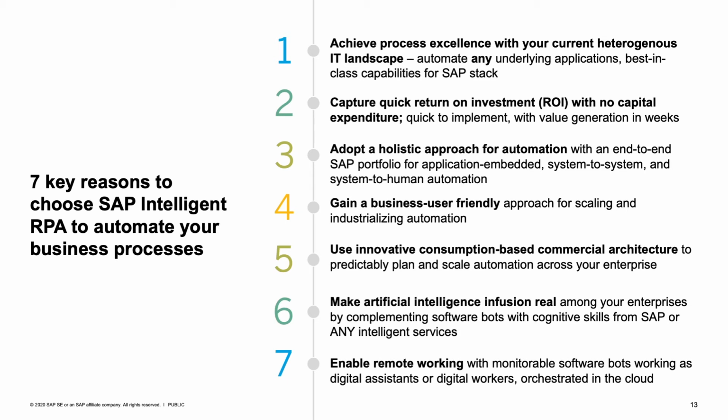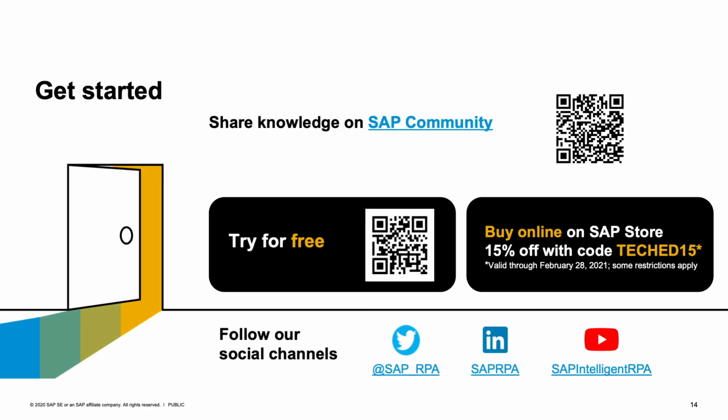Make artificial intelligence infusion real in your enterprise. So Intelligent RPA has native intelligence capabilities, plus it also gives you the option to infuse AI algorithms and AI services into your software. And of course, it enables remote working with monitorable software bots working as digital assistants, as I told you, or as digital workers orchestrated from the cloud. So these are the 7 key reasons to choose our tool or our software.